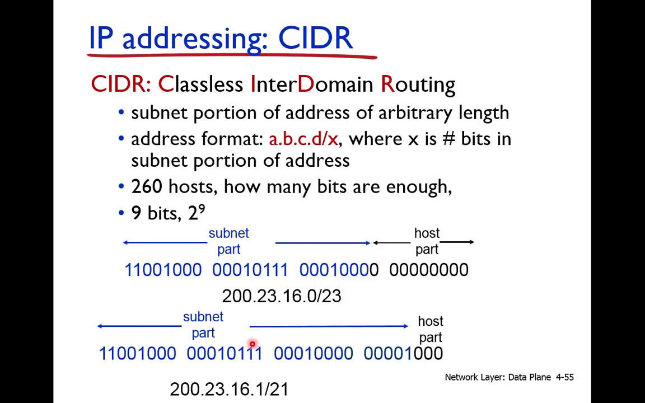Similarly, suppose we have a network and it has 7 hosts. How many hosts? 7 hosts. So it needs 3 bits. 3 bits will be the host part, and the remaining will be the network part. If 3 bits are the host part, 2^3 is equal to 8. So there are a total of 8 IP addresses. In these 8 IP addresses, 7 are used and 1 is unused. So you can see that by using classless addresses, the wastage of IP addresses is reduced.